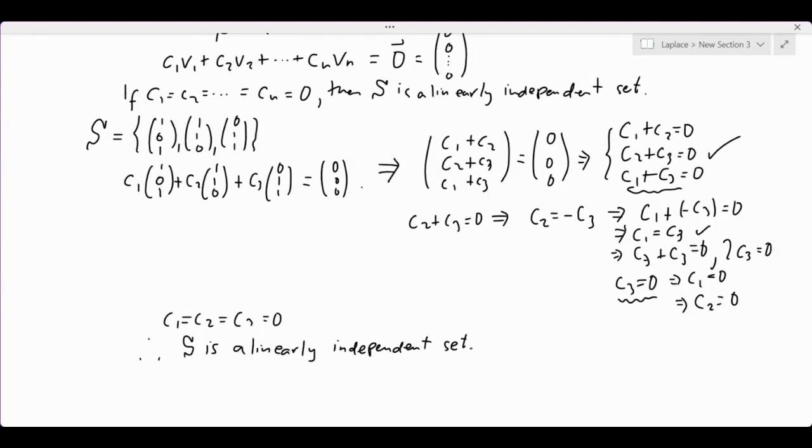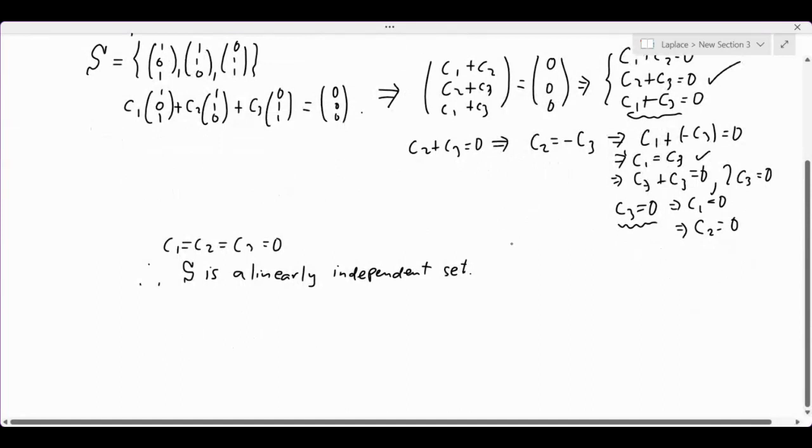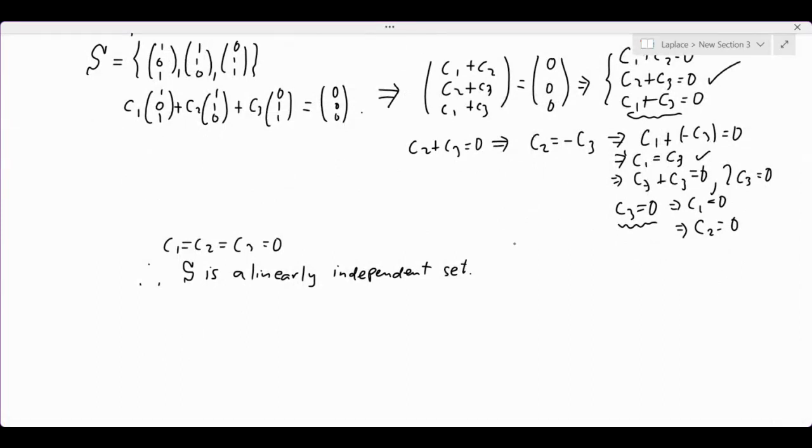So if we say that a set S is linearly independent, then none of its vectors basically depends on any of the other remaining vectors. With that said, we now go to the opposite concept of a linearly independent set, which is a linearly dependent set. So when is a set linearly dependent?